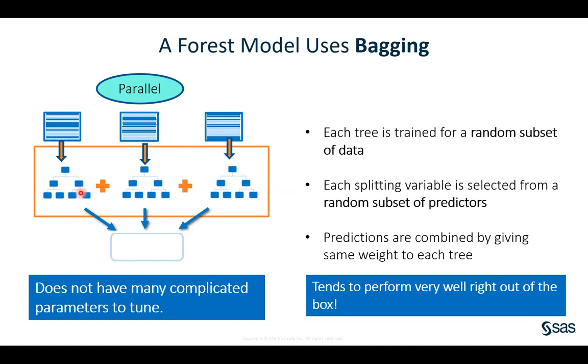Once all the models are trained independently, we combine the predictions. As I said, if it's an interval target, this could be just a simple average, or if it is a classification problem, it would be a majority vote. I really like random forest modeling because it doesn't have very many complicated hyperparameters to tune, and it just performs well right out of the box.